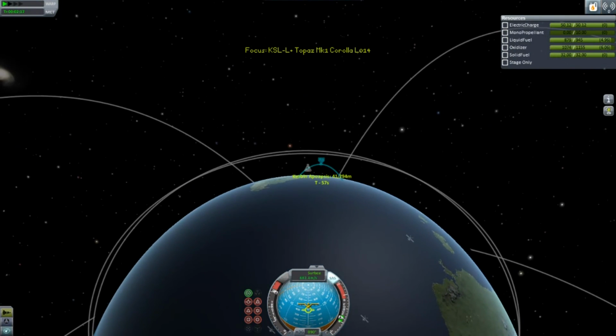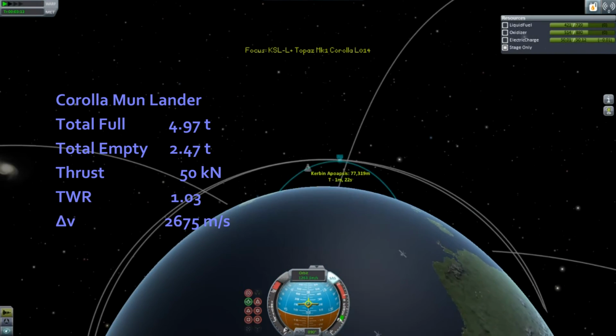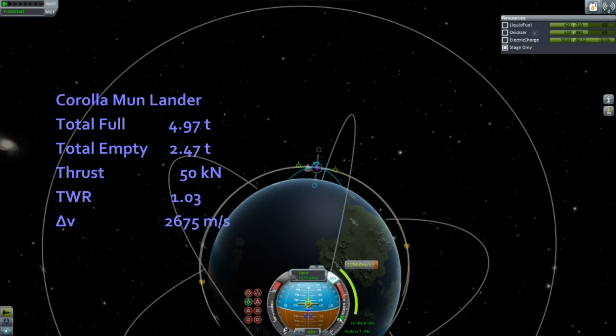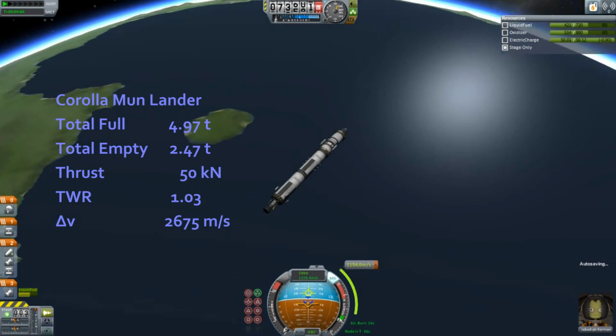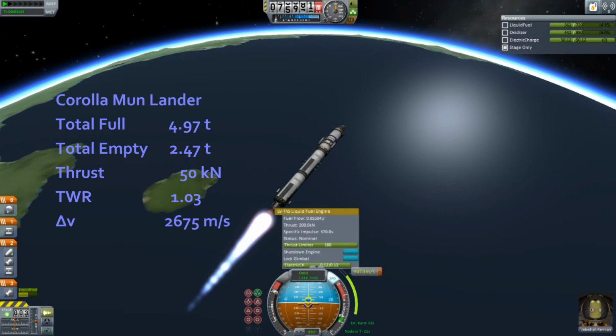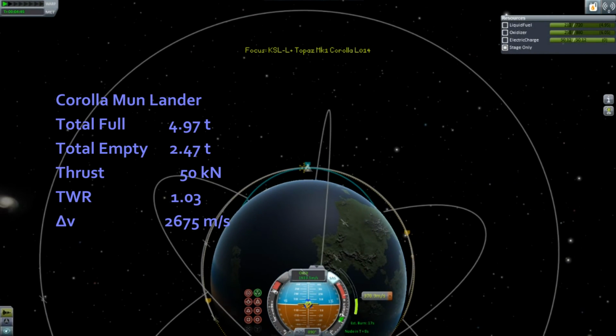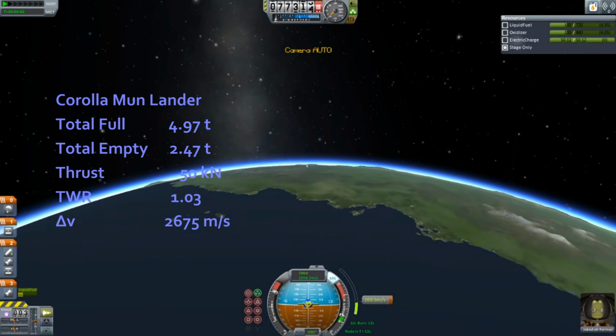Anyway, we've loaded Jeb into a pretty standard Corolla-type Mun lander, which is a small, just under 5-ton spacecraft with about 2,600 meters per second delta V, which is about enough to complete a Mun landing and return, as long as it gets a decent push into a translunar injection. For today, though, Jeb will only be going into and out of orbit to show the SOI transitions and ejection angles, so that'll be plenty.